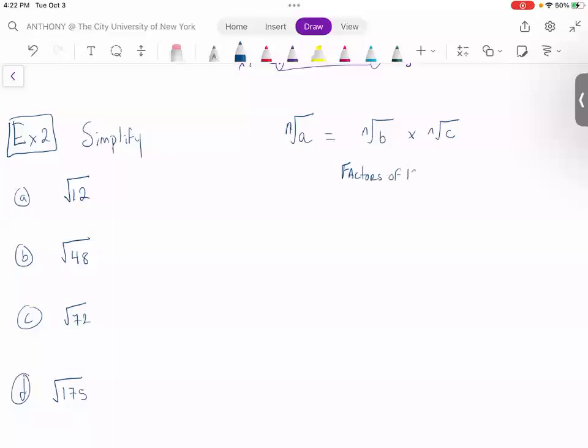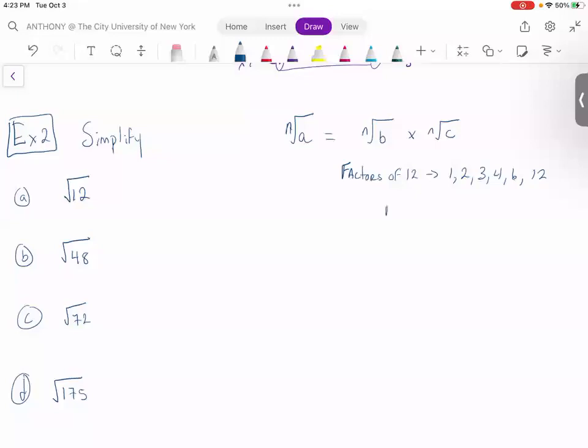Factors of 12 are going to be 1, 2, 3, 4, 6, 12. Now, look at your factors. Are any of your factors perfect squares? Yeah, which factors? 1, yeah, because 1 squared is 1. 2 is not a perfect square. 4 is a perfect square. 6 is not a perfect square. There's only 2 of them. You guys said it. 1, because 1's, right?